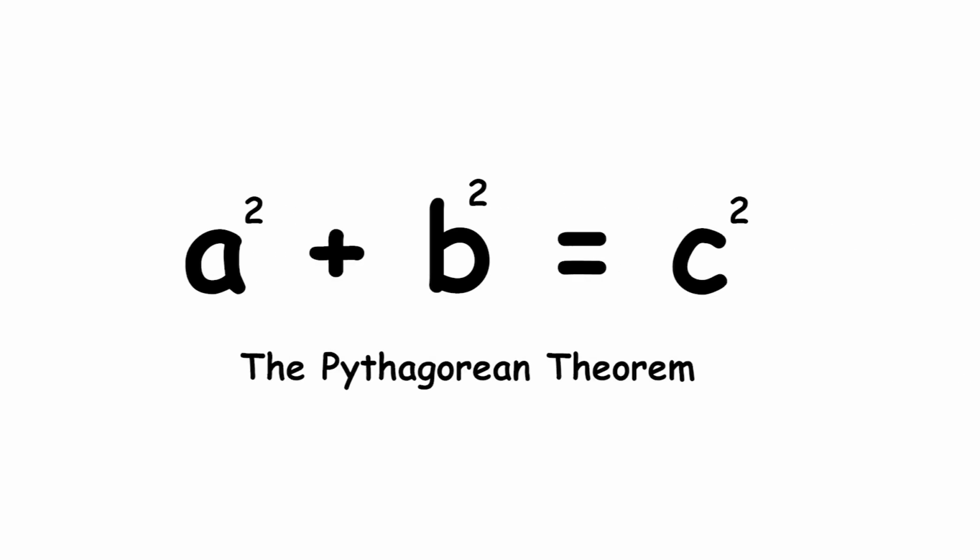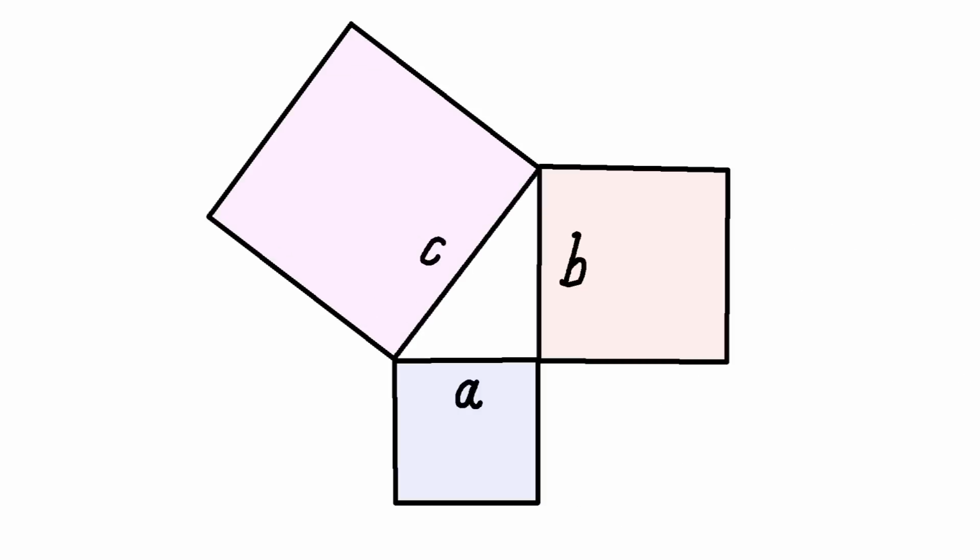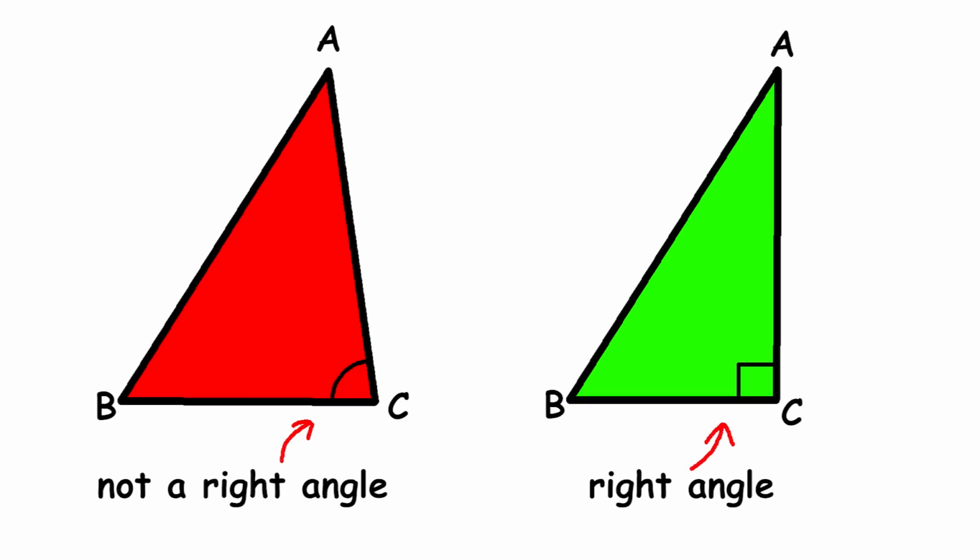The Pythagorean Theorem. The Pythagorean Theorem is a very important idea in geometry. It helps us understand the relationship between the sides of a right triangle. A right triangle is a triangle with one 90-degree angle.